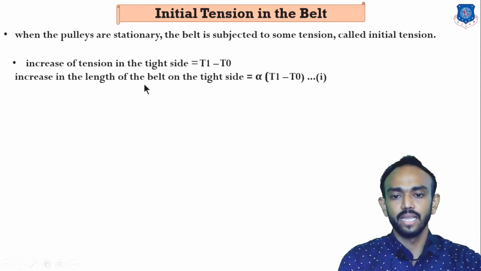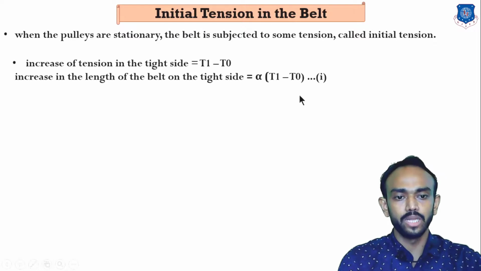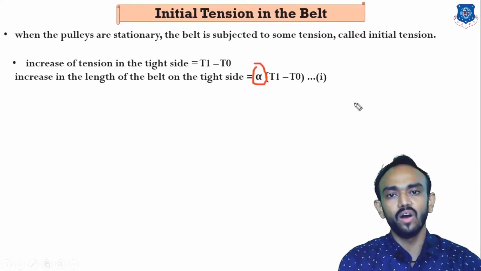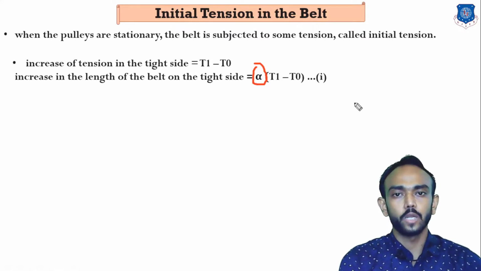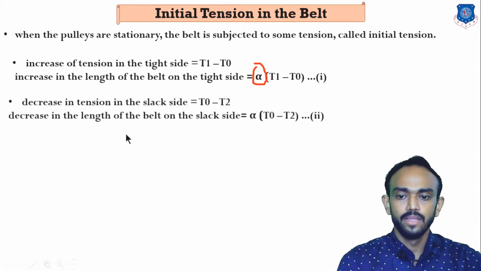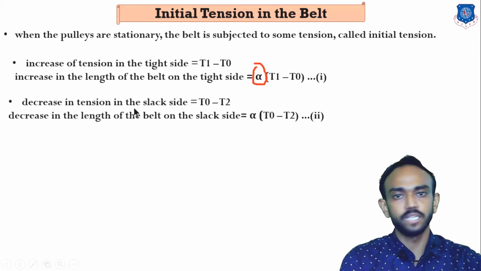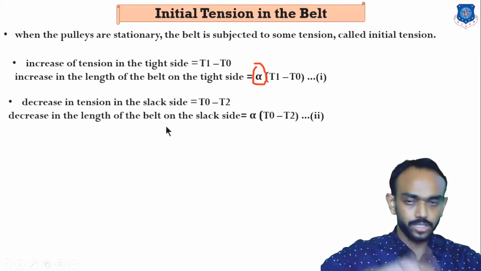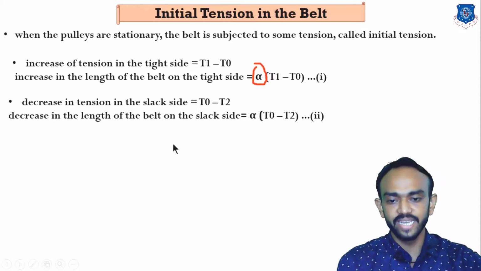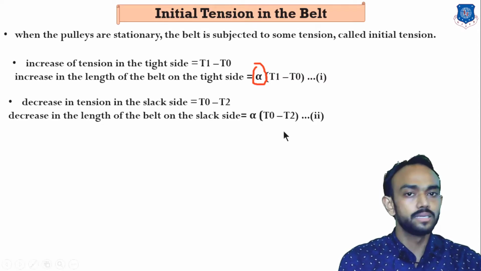So the increase in length of the belt on the tight side is equal to alpha into T1 minus T0, where alpha is the coefficient of force required to change the length of the belt. In the same way, there is a decrease in tension on the slack side because of the rotation of the driver pulley, which is T0 minus T2, and the decrease in length is alpha into T0 minus T2.